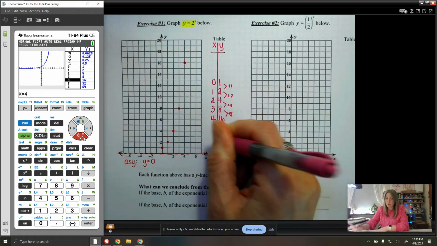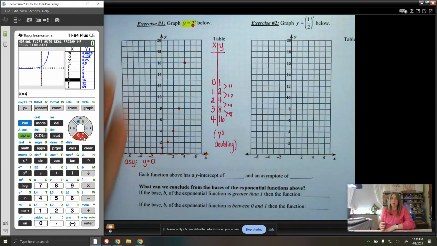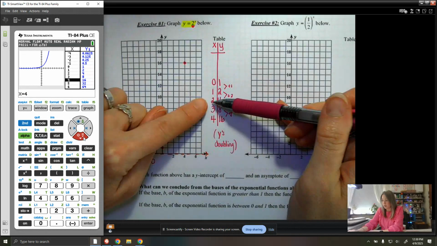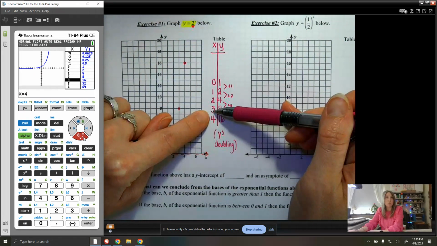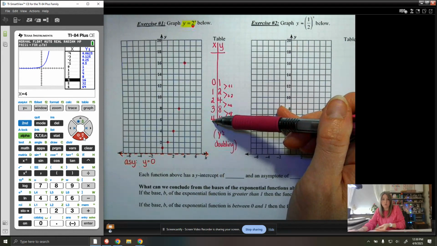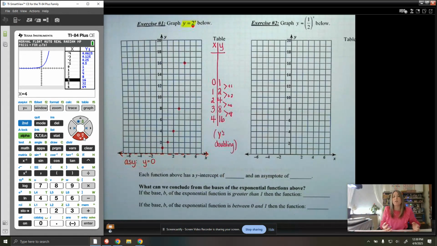Well, what was my base? My base was 2. What is my base telling me is going to happen with my y's? They are multiplying by 2 because it's 2 raised to this power. So it's 2 raised to the second power, right here. 2 raised to the second power, well, that's 4 because 2 times 2 is 4. And if 2 is raised to the third power, 2 times 2 times 2 is 8. And if 2 is raised to the fourth power, 2 times 2 times 2 times 2 is 16. That's where it's coming from.